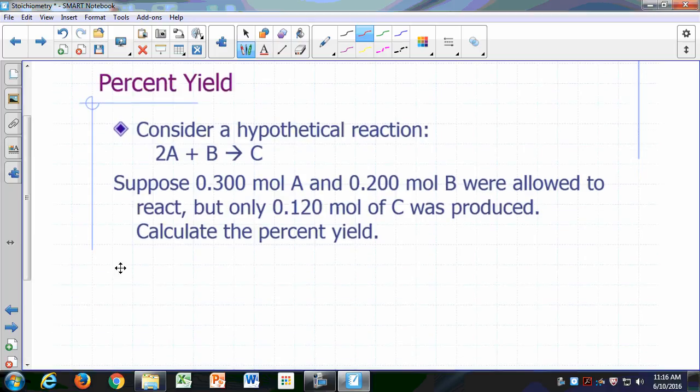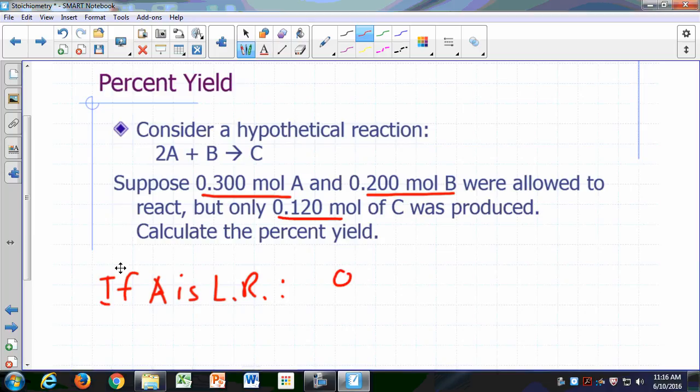So here's a problem involving percent yield. Consider this reaction: 2A plus B yields C. Suppose you have 0.3 moles of A and 0.2 moles of B. You allow them to react, and you only get 0.12 moles of C. What's your percent yield? Well, the first thing you need to do is figure out your limiting reactant, right? So let's see. What would be the extent of reaction if A is limiting?